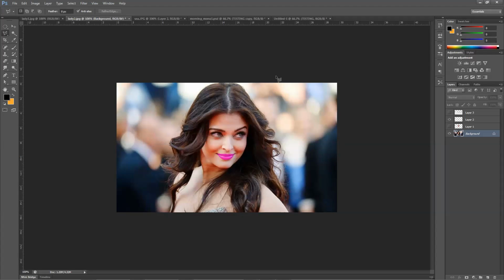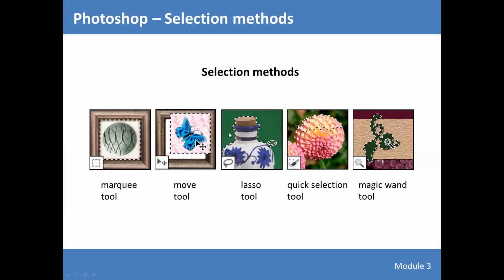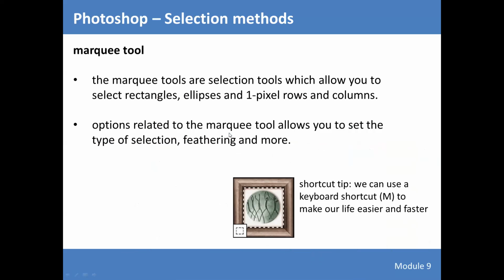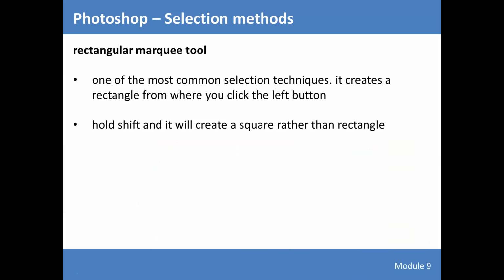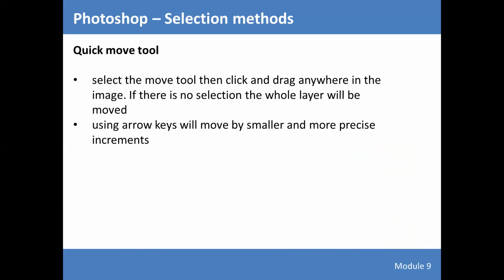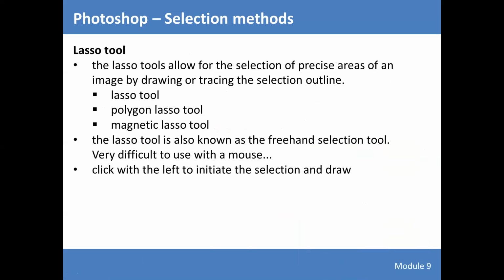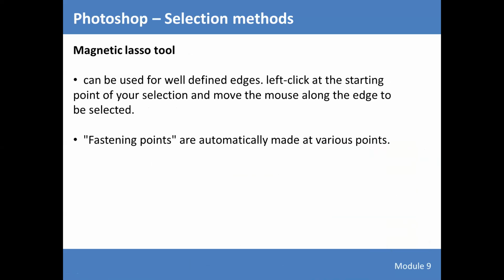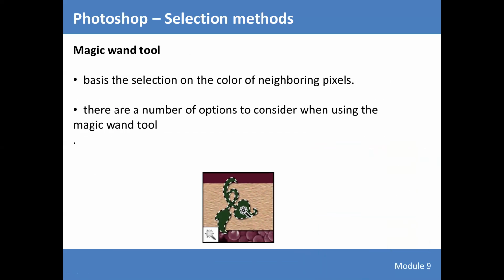Now, let's go back to the slideshow. So those are the most important selection methods here. Now in PowerPoint, they are explained. Rectangular marquee, single row, single column. This is not very important. The lasso, the polygonal lasso, and the magnetic lasso. And the magic wand.